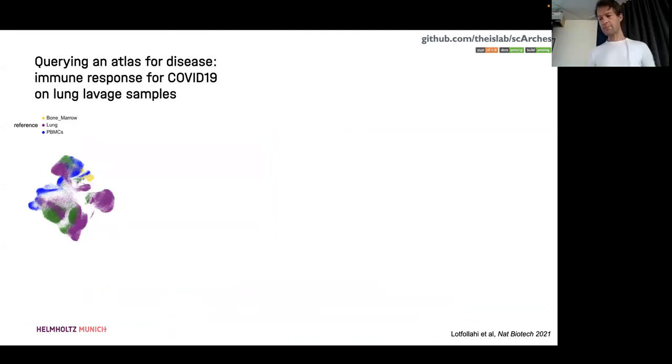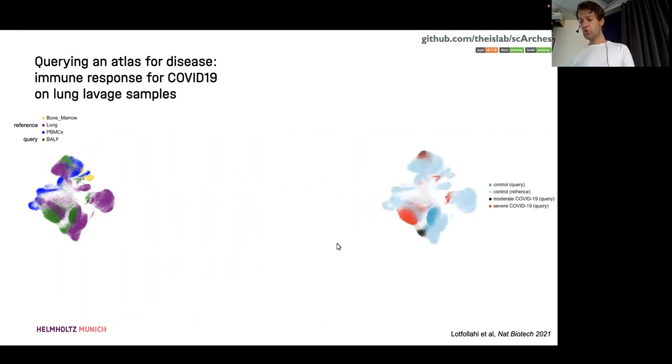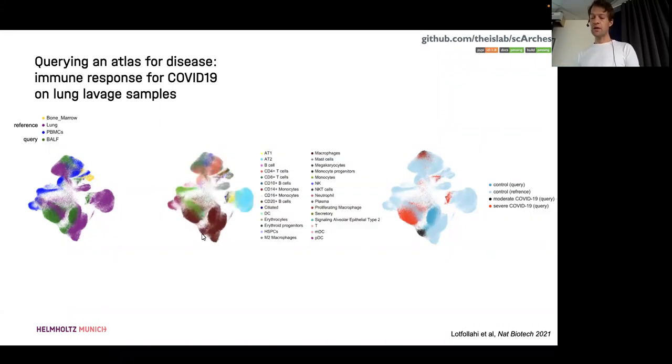So let me show you one more example of how we use this scArches, in this case in a COVID study. We wanted to map BALF, so lung lavage samples, on top of a reference atlas. And if we do so, we see that this particular disease, so this is data from patients with different COVID severity, they map not everywhere in the atlas, but just in particular regions. Now you can ask, because it's an atlas, right, what part of the map is that where they map. For example, this part of the map is actually macrophages. So now zoom into the macrophages and see what's going on there.